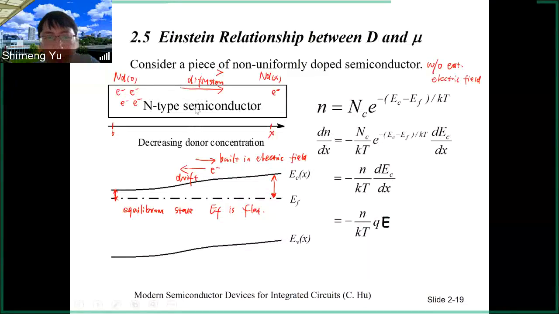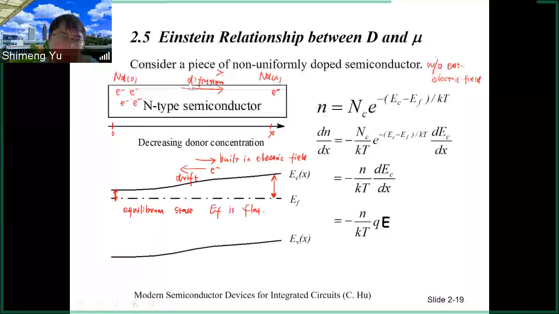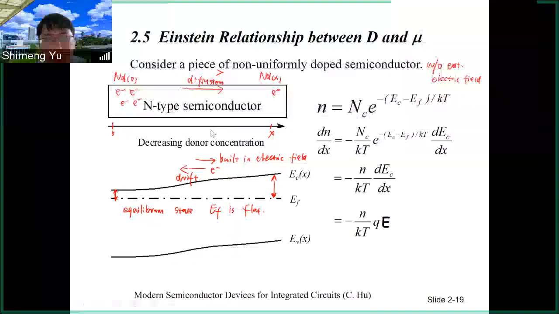But externally, you don't have voltage. Then the net current should be 0. That's why here you have two internal currents. The diffusion current is towards the right, and the drift current is towards the left, and the diffusion and the drift should cancel each other because the net current should be 0. Externally, you don't apply voltage, then there's no net current. So this is what happened internally to the semiconductor here. Because of the non-uniform doping, you have both diffusion and built-in potential, and then those two cancel each other. Any question?